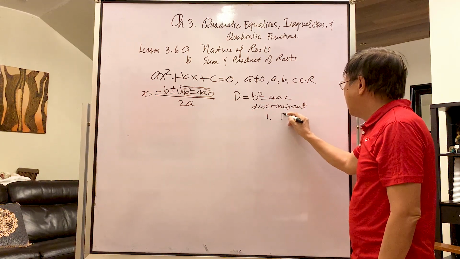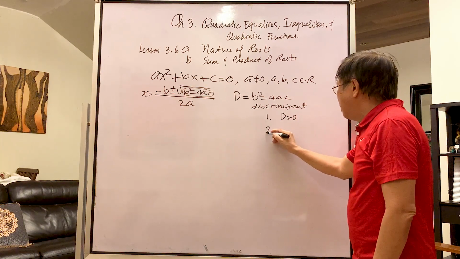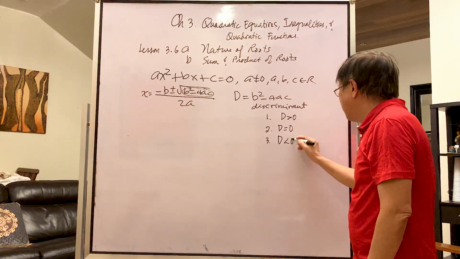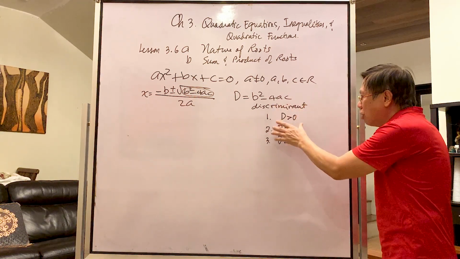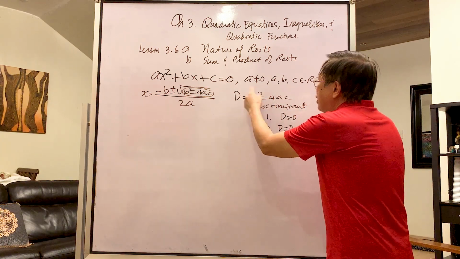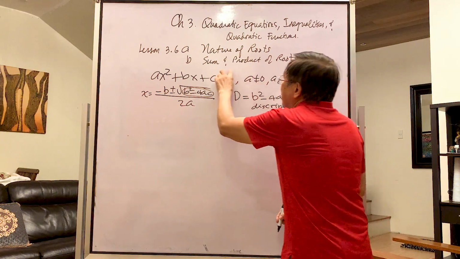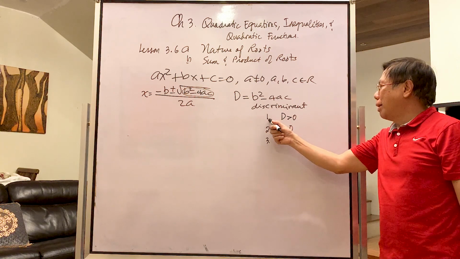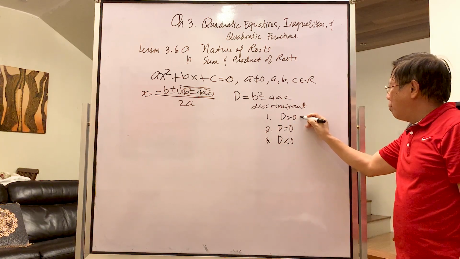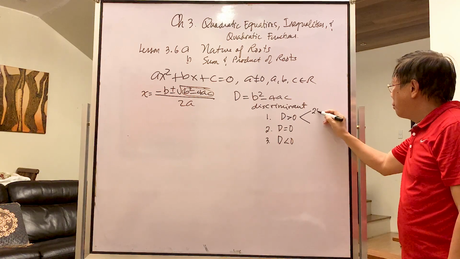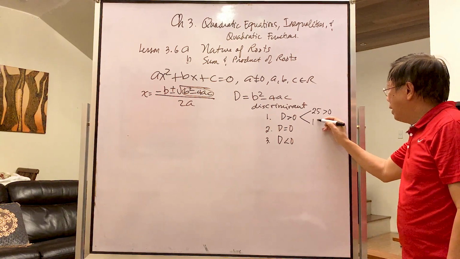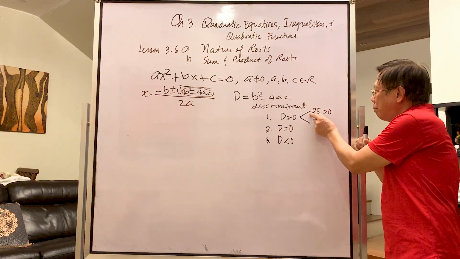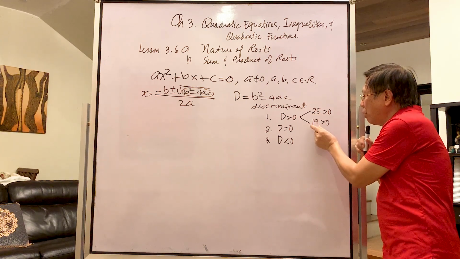First possibility is D > 0. Second is D = 0. Third is D < 0. These are the possible values for the discriminant of any quadratic equation in this standard form. Let's have case number 1, D > 0. We may be able to have here, let's say 25 > 0, 19 > 0. But what's the difference between these two? One of them is a perfect square and the other one is not a perfect square.